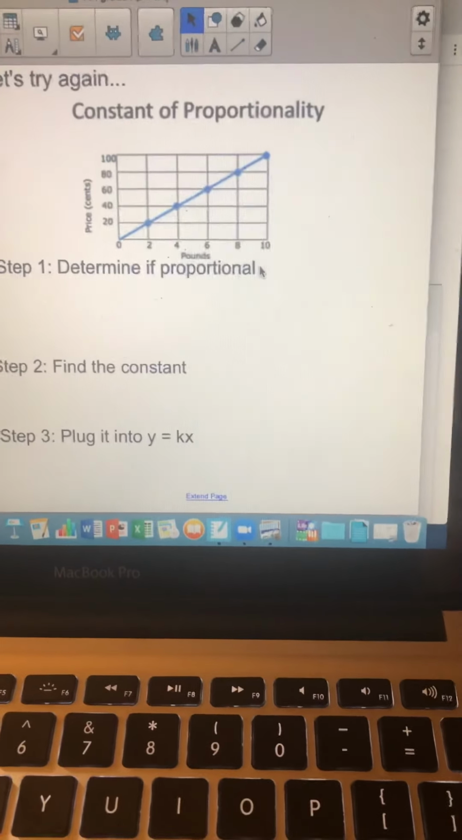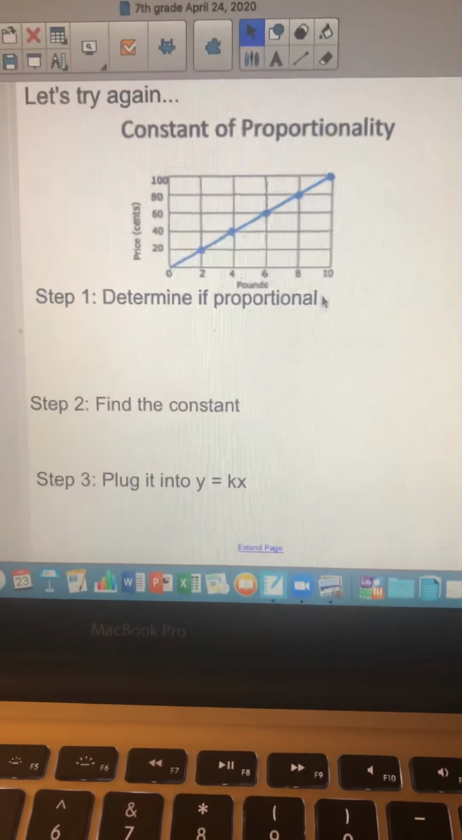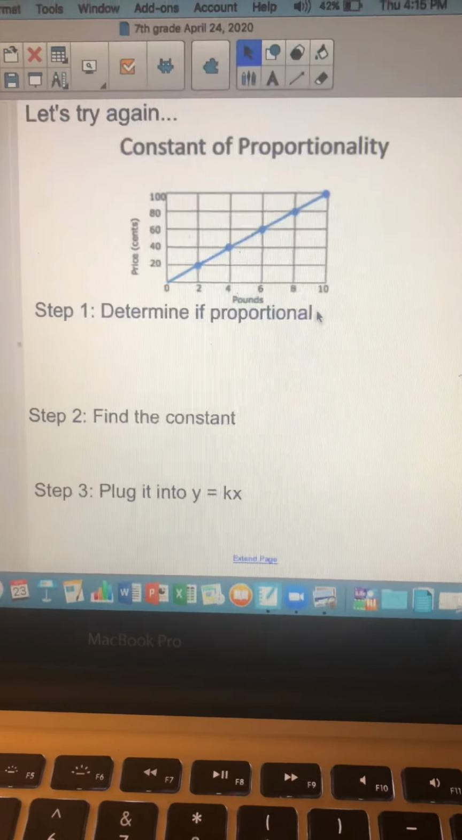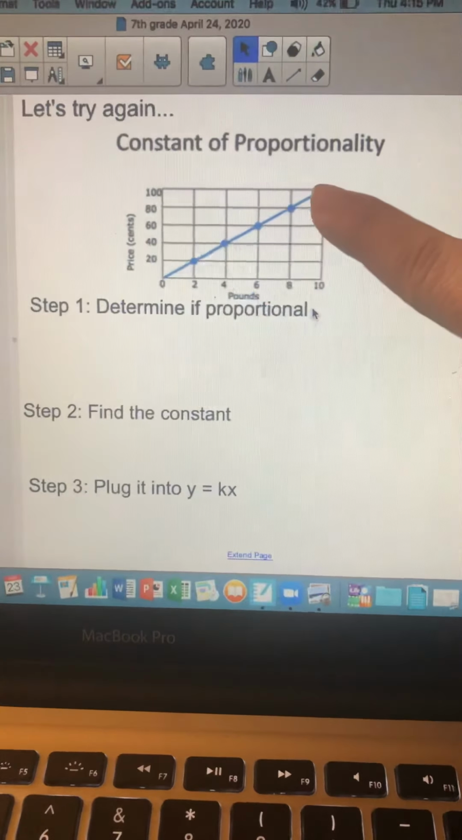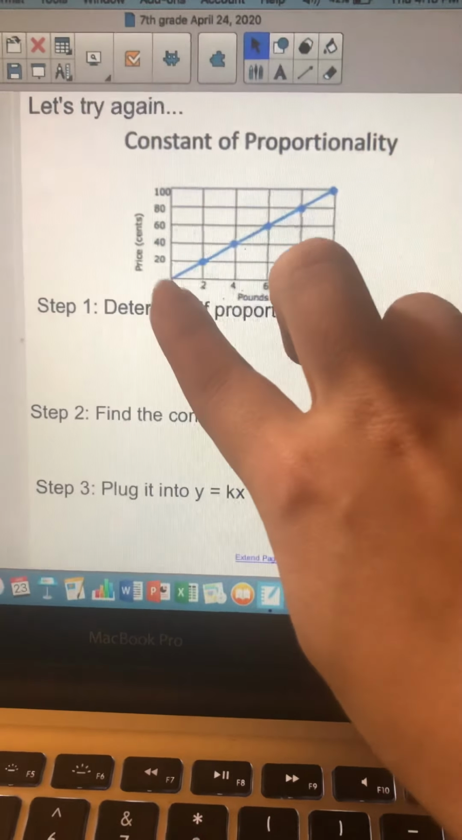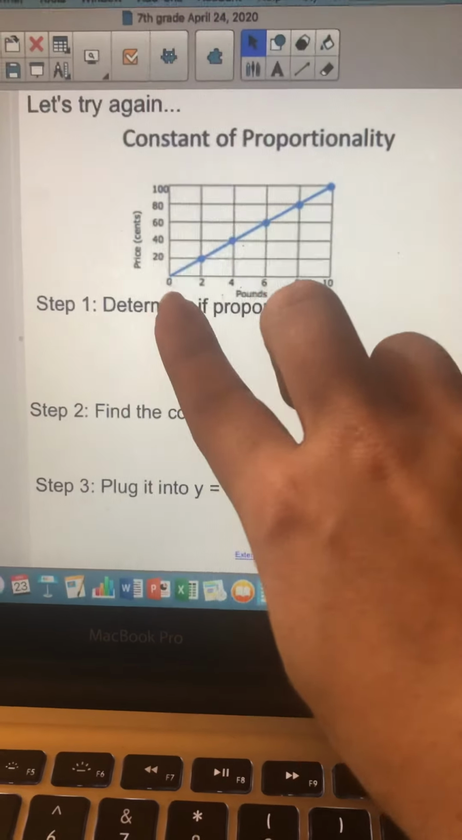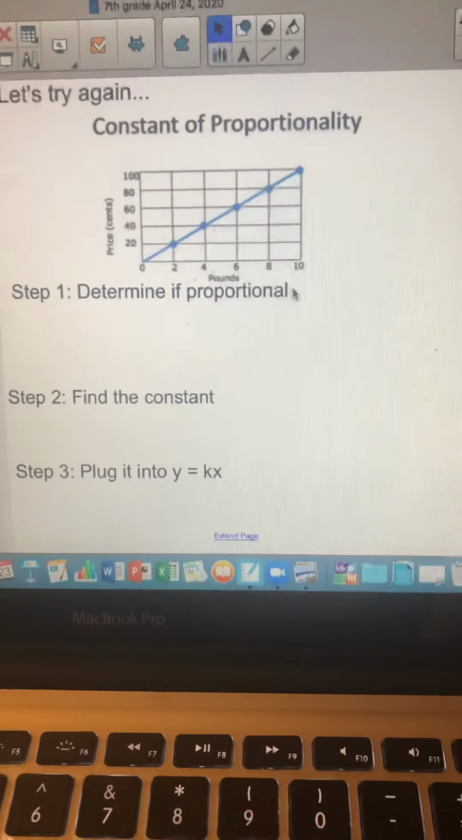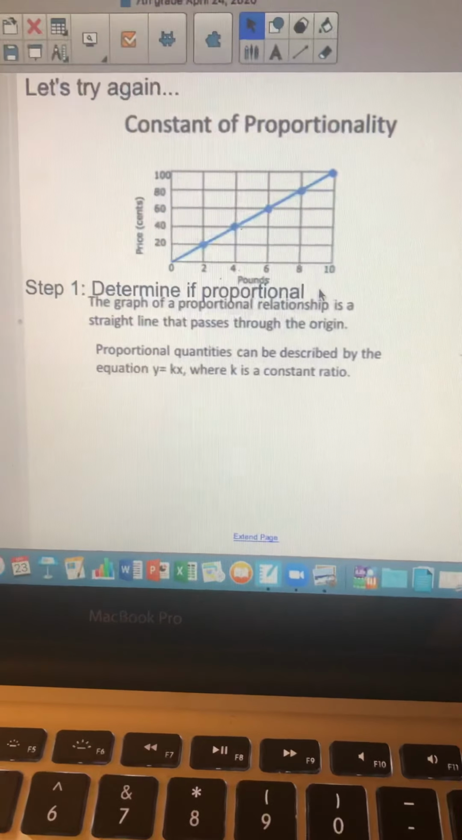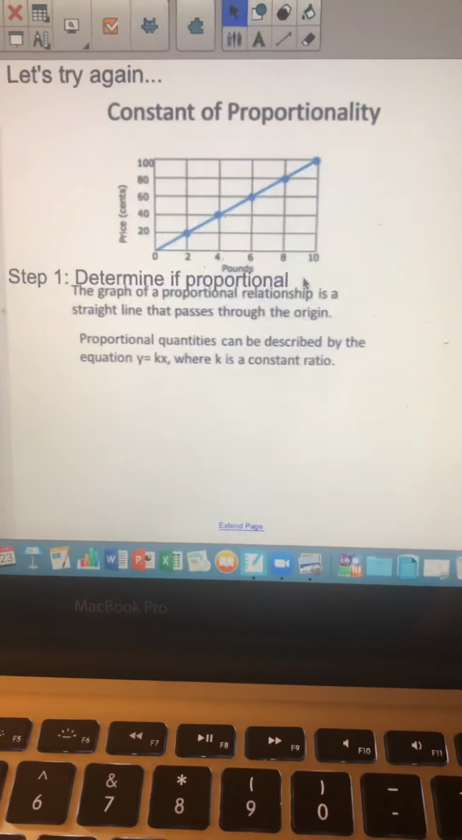Okay, here's another one. So is this graph proportional? I would say it is. Why? Because it's linear, which means it's a straight line, and it goes through the origin. The origin is always that corner, the left corner, bottom corner, where that 0 is. So yes, it is proportional.